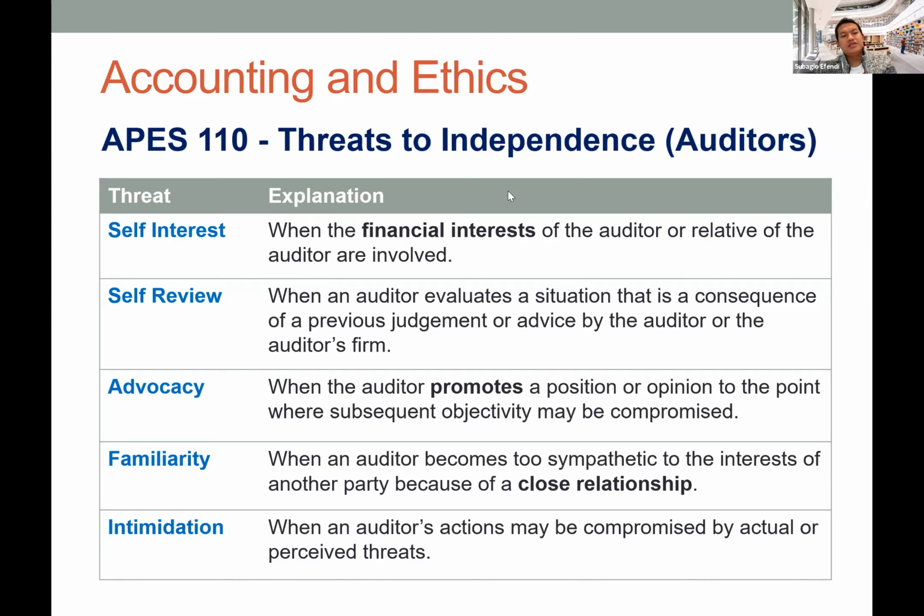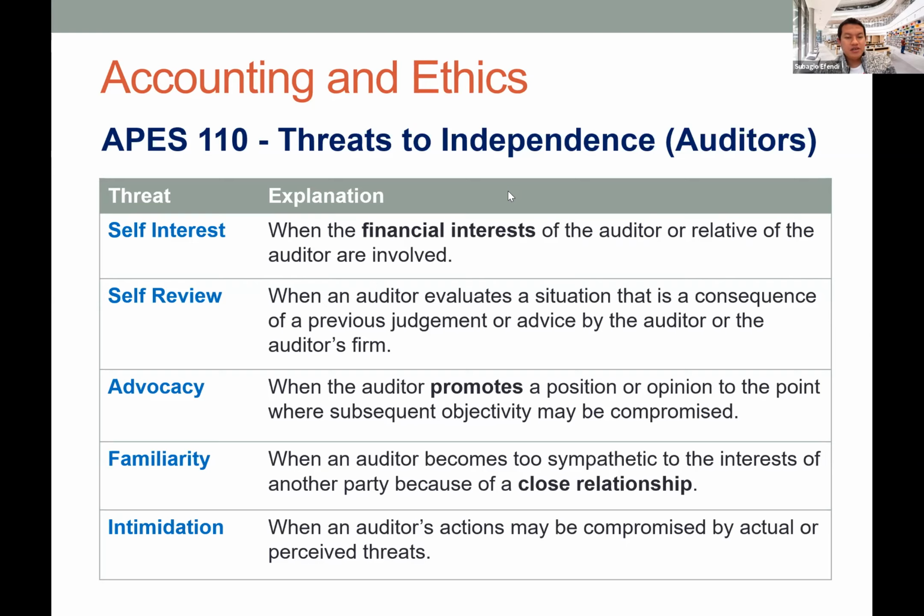Okay, so the first one is self-interest. It happens when the financial interest or other interests of the auditor or the relative are involved in the engagement or involved in the decision making in the auditing process. And then self-review, when an auditor evaluates a situation that is a consequence of previous judgment or advice by the auditor or the audit firm. So they have a previous project or previous engagement which affects the current engagement.